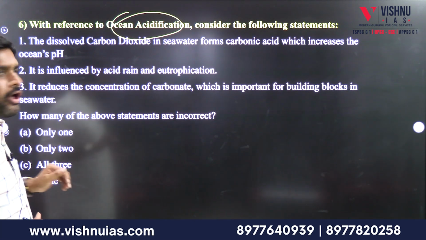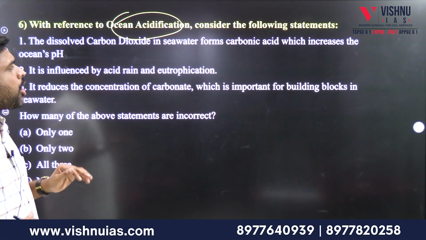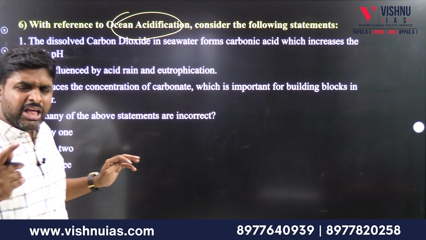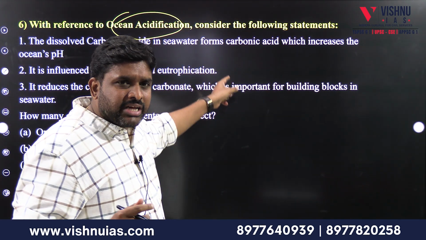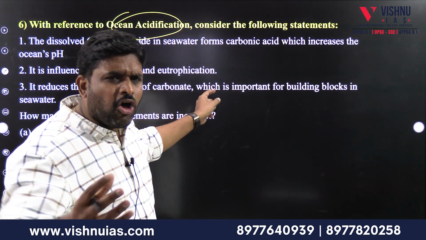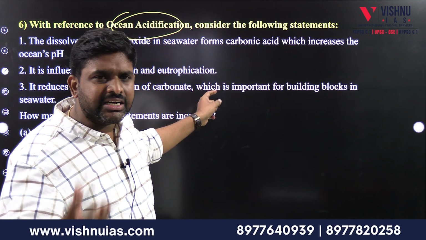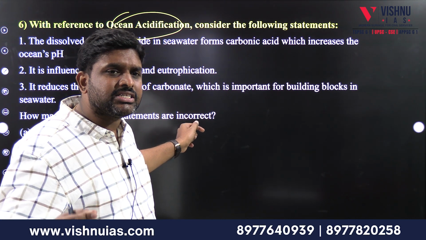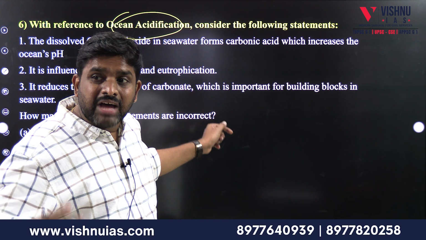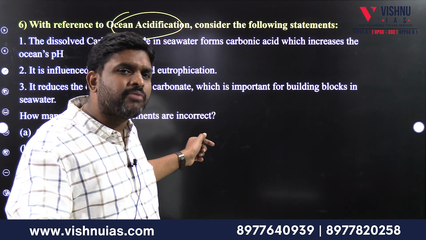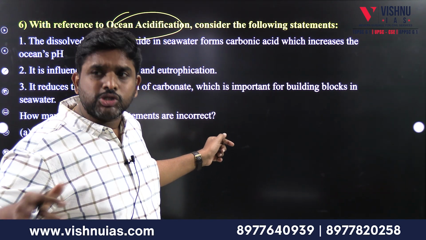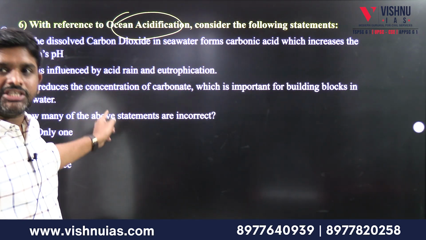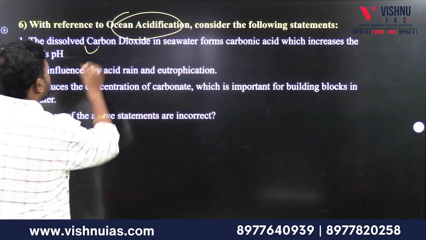The dissolved carbon dioxide in seawater forms carbonic acid, which increases the ocean's pH value. This carbon dioxide dissolved in the ocean will obviously increase carbonic acid, but because of that, will the pH value come down or increase? The pH value will come down. It is becoming acidic, meaning the value should be somewhere around 1 to 3, 4 or 5. So it is not an increase in the ocean's pH, but a reduction in the ocean's pH. So this is a wrong statement.